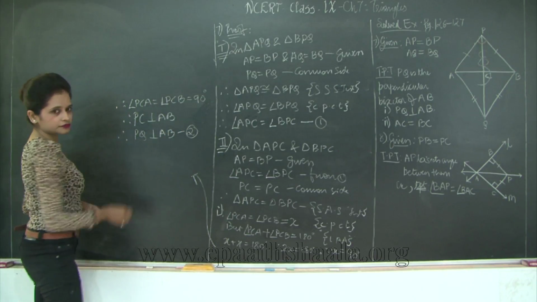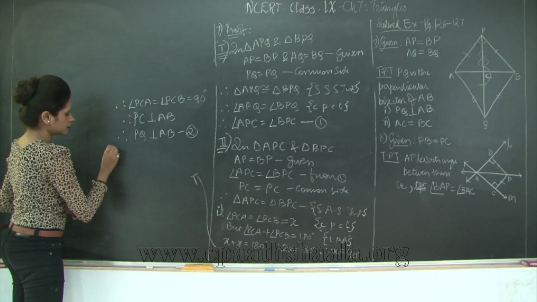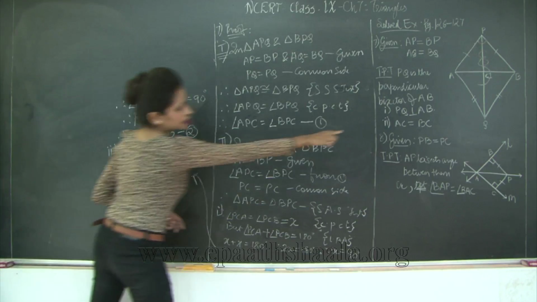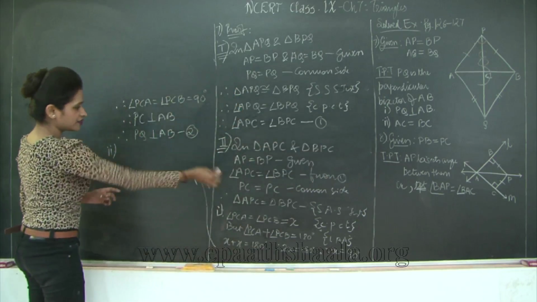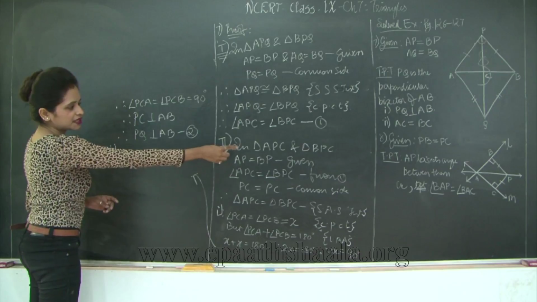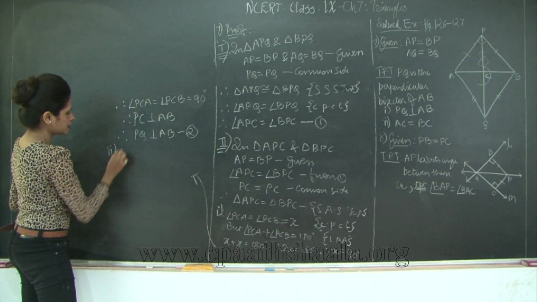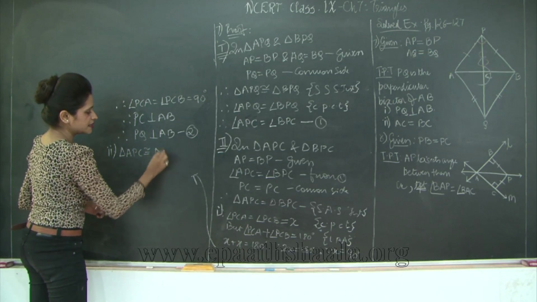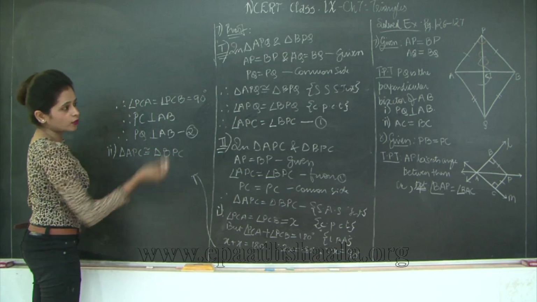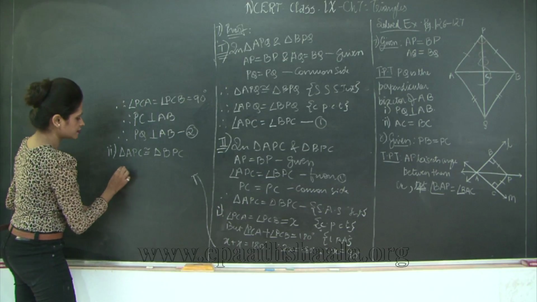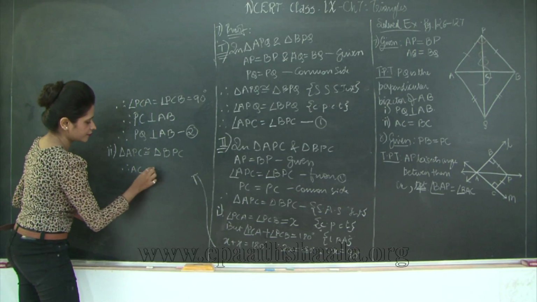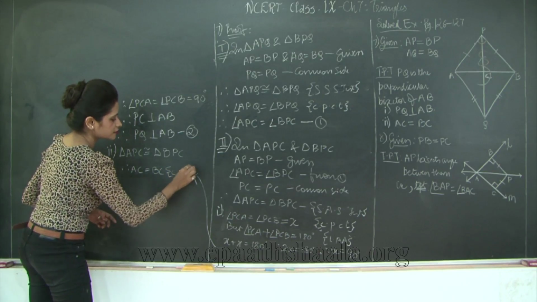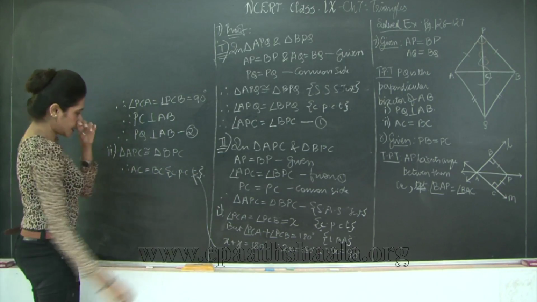Right? Now again, my second part, that is the small Roman number 2. We have the two triangles congruent, that is APC is equal to BPC. Correct? Triangle APC is congruent to triangle BPC. Therefore, what do I have? AC is equal to BC. Why? Corresponding parts of congruent triangles. Correct?